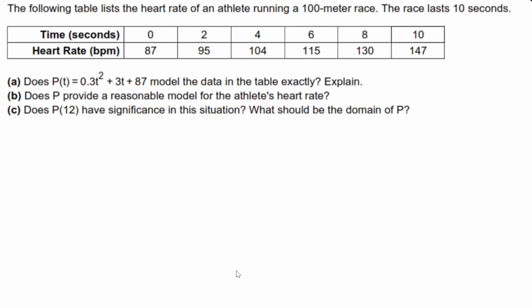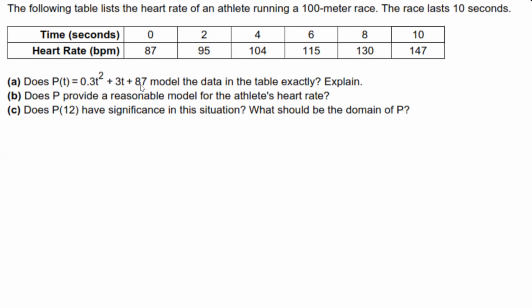And basically it's asking us, does this function model the data in the table exactly? And then does P provide a reasonable model for the athlete's heart rate? And then does P of 12 have significance in this situation? And then what should the domain be? All right, so for the first one, we have to figure out whether this input gives us this output for this equation.